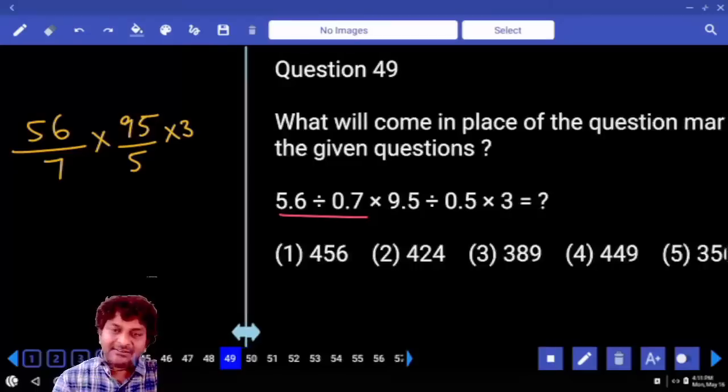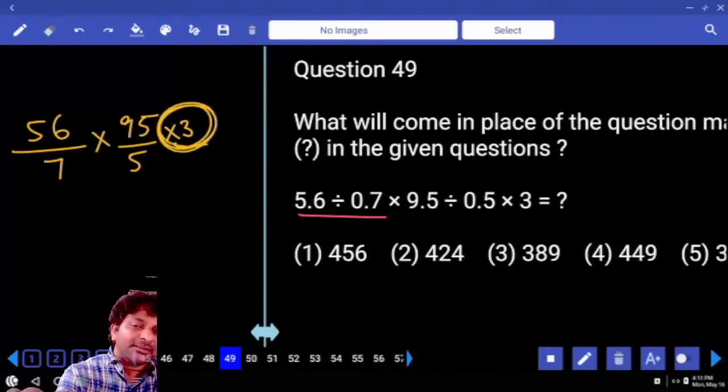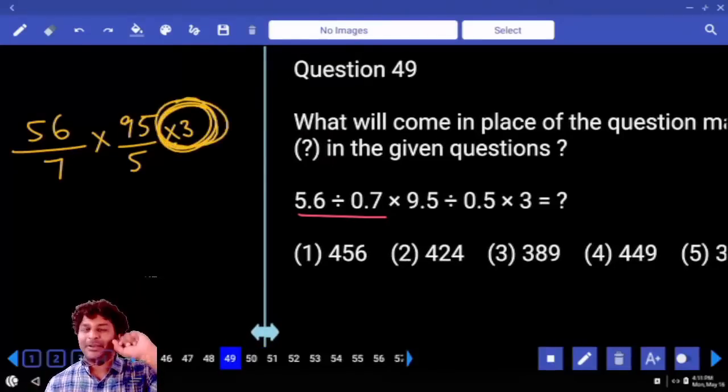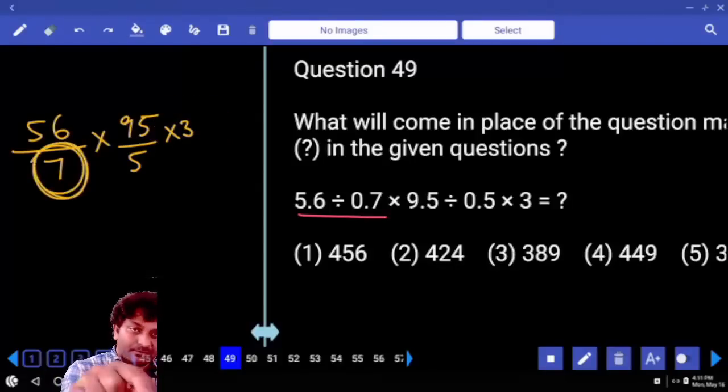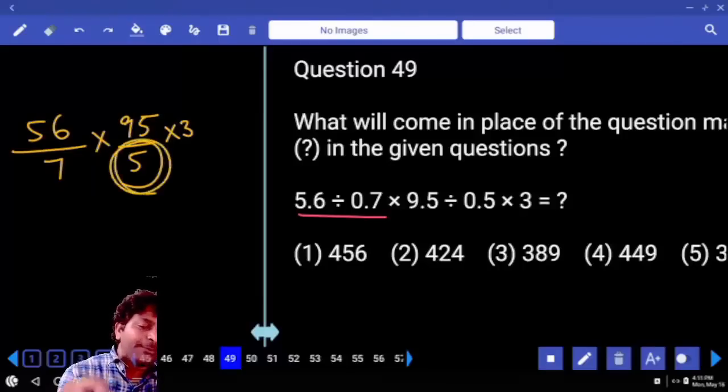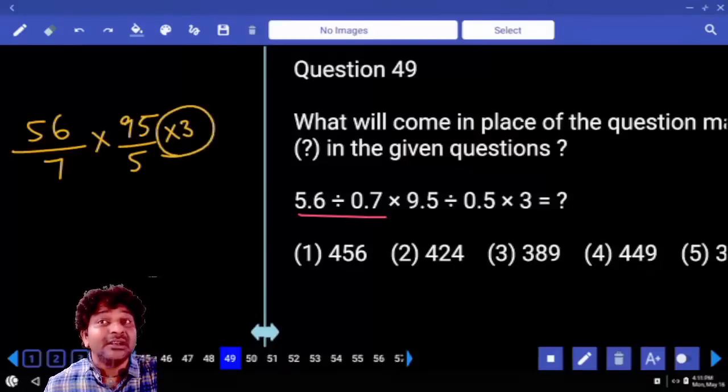Into 3 is there in numerator. That means numerator we have 3 multiple. Agreed? In denominator how many different numbers we have? 2. Is this 3 multiple? No. Is this 3 multiple? So can you change this into 3 from the numerator?